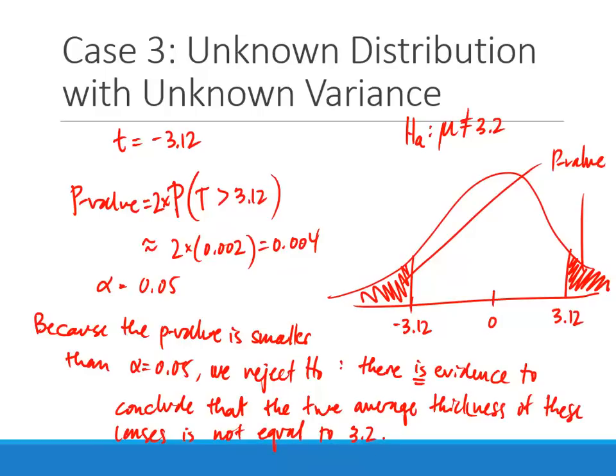Okay, so because we have a small p-value here, we reject the null hypothesis. And again, I always want to say what that means in a particular problem. So our interpretation is that there is evidence to conclude that the true average thickness, so this parameter mu that we're talking about, is not equal to 3.2. So maybe we need to fix our manufacturing process or something, but that is the conclusion that we can make.